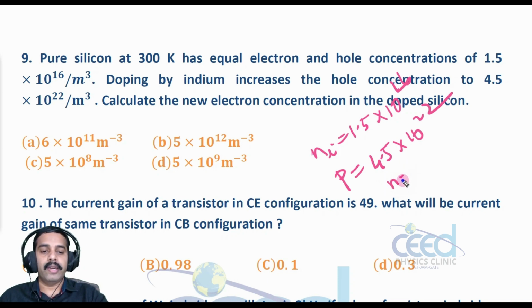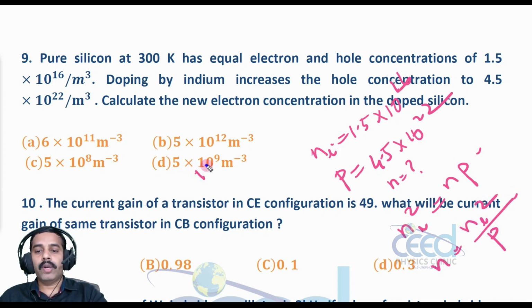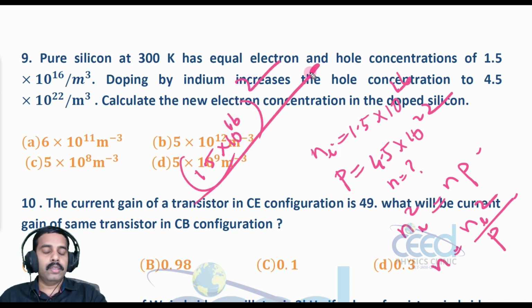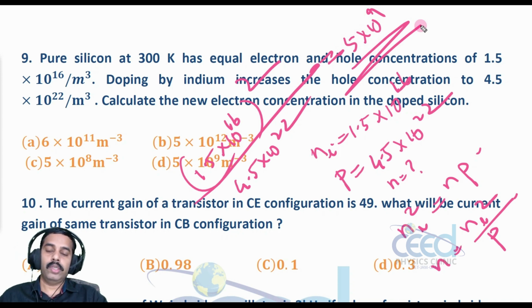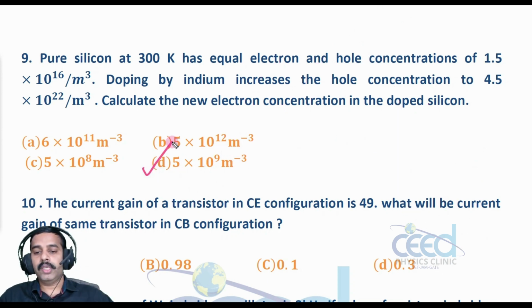Electron concentration N, right? We have already studied ni square is equal to np. So n is equal to ni square divided by p, that is 1.5 into 10 raised to 16 whole square divided by p. What is p? 4.5 into 10 raised to 22. So when you solve this, you will get 5 into 10 raised to 9, right? So which one is the option? Option D is correct.